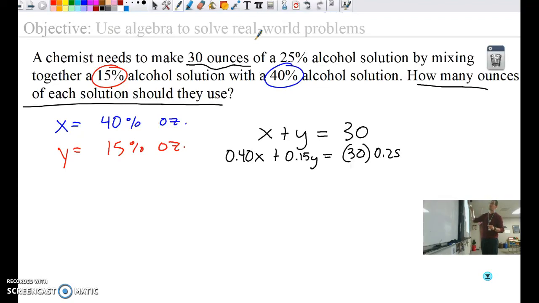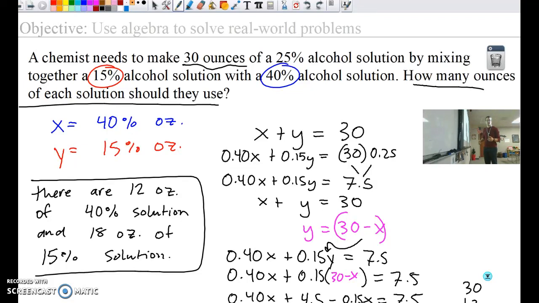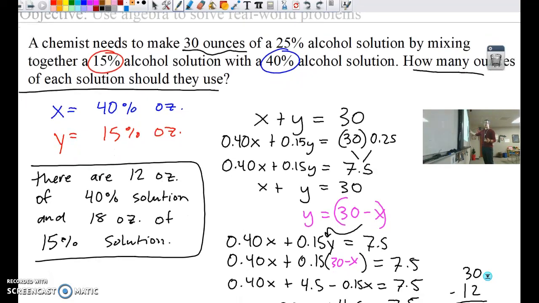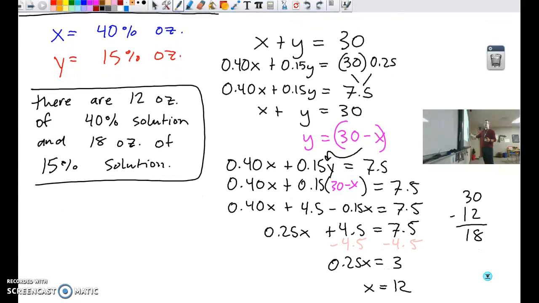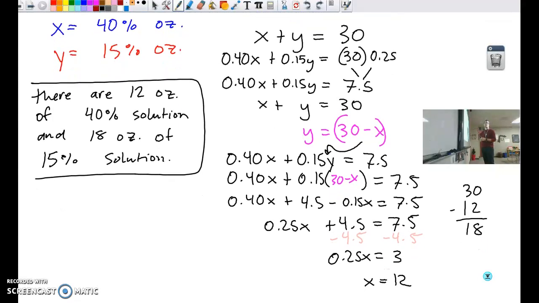So just give me a second here. See that the finished equations are down below. I'm going to scroll down here so you can look at that. It ended up that there was 12 ounces of the 40% solution and 18 ounces of the 15%.